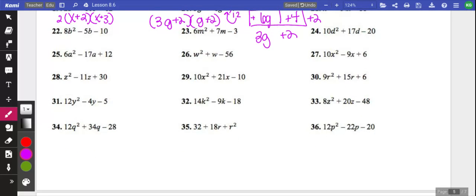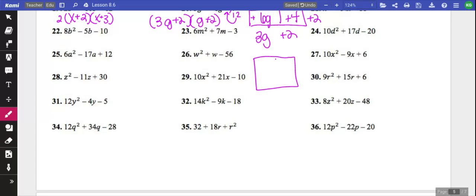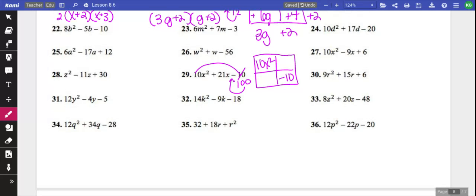Okay, number 29 here, we have 10x squared, 21x, and 10. They do not have a greatest common factor. So I change this into a window method of 10x squared and minus 10. And those multiply to be 100. So I ask myself, what are things that multiply to be 100? And when I subtract them, I get 21. And the answer is 25 and 4. And my sign chart is a plus minus, so the bigger one gets a plus.